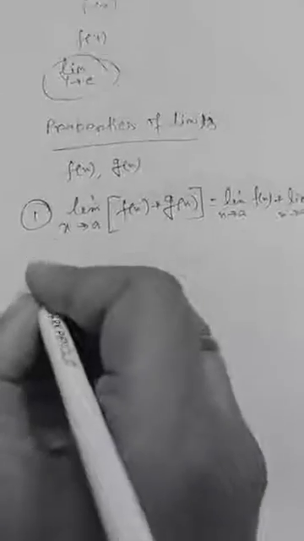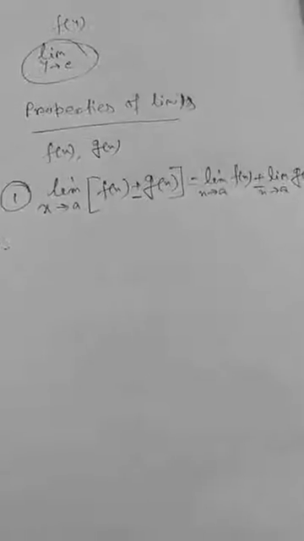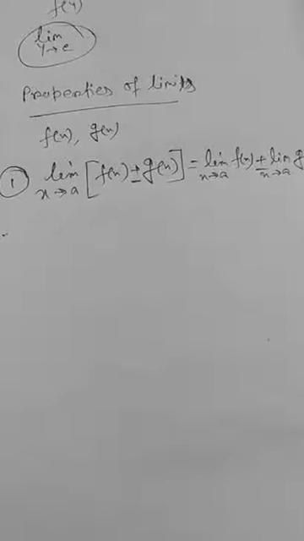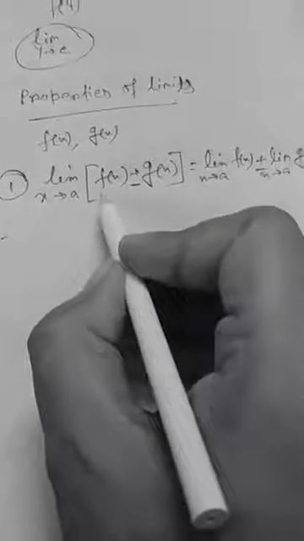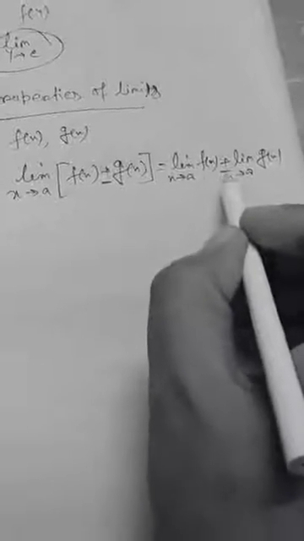The same holds for minus. That means the limit as x tends to a of f(x) minus g(x) is equal to the limit as x tends to a of f(x) minus the limit as x tends to a of g(x).